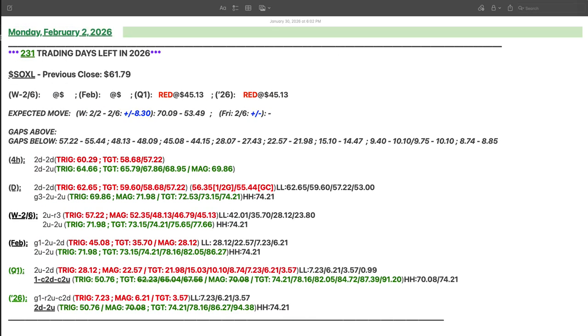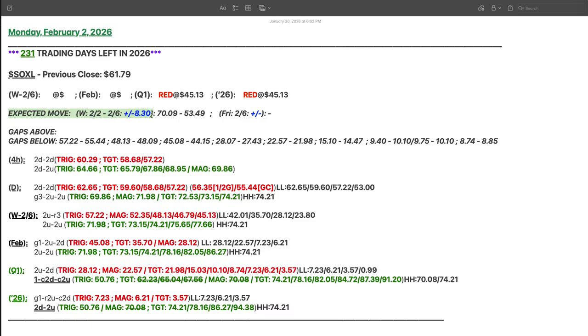So, right, this is Monday, February 2nd, 231 trading days left in 2026 on Monday. Close price on Friday was 61.79. We know that the quarter and the year flip red at 45.13, but we've got a new month and a new week coming, so we don't know if they are going to be red or green. We'll get that. But here we have the expected move for the week, right?